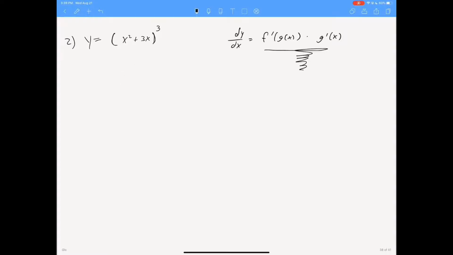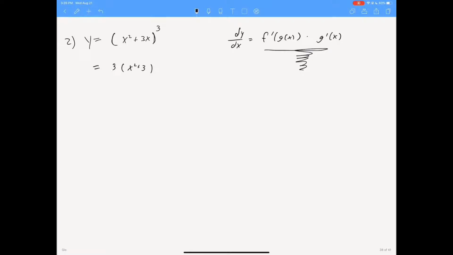So f prime means let's just take the derivative of the outside function of, let's say, x cubed, which would just be 3x squared. So we'll just treat it as such. We'll leave the inside alone. That's what f prime of g of x means. Just leave the inside alone and differentiate how you can. In this case, it's the power rule.